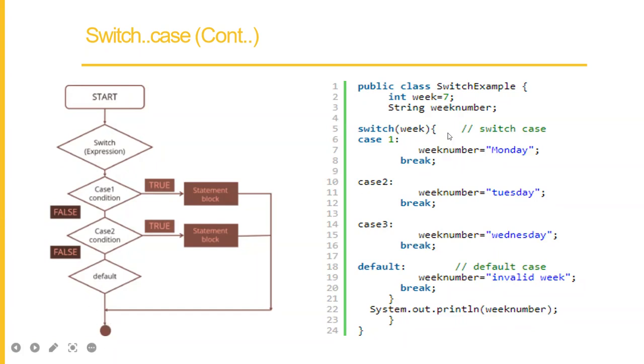See here one example I have given. The week is 7, entering the week number. Here, if you are entering the week as 7 in the switch case, 7 is not there, right? Only 1 to 3 is there. If the week is 1, then it will say Monday. If the week is 7, it will go to case 7. But if it is not there, then it will go to default and execute the default.